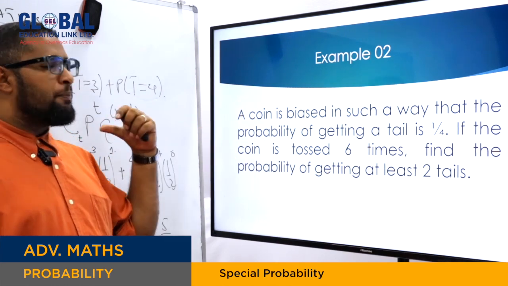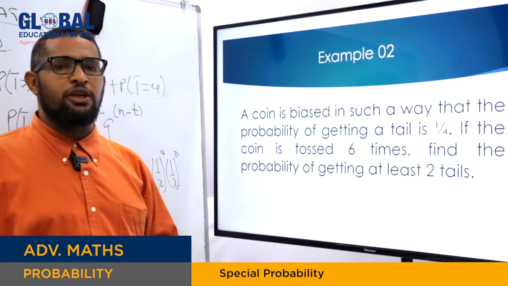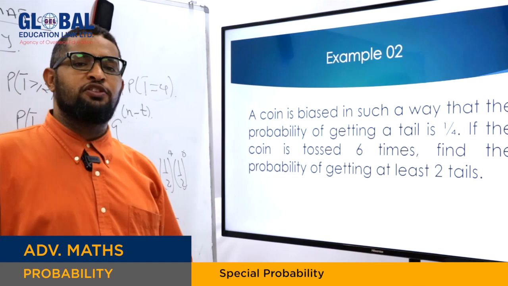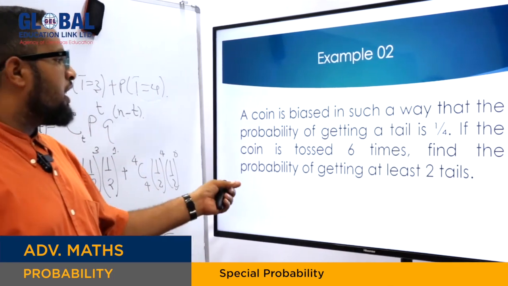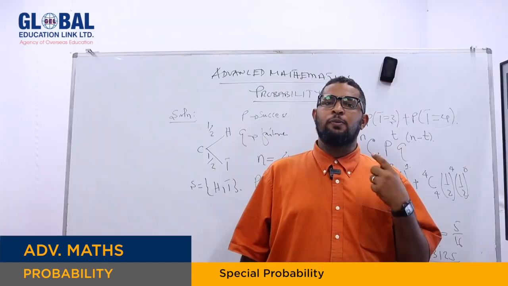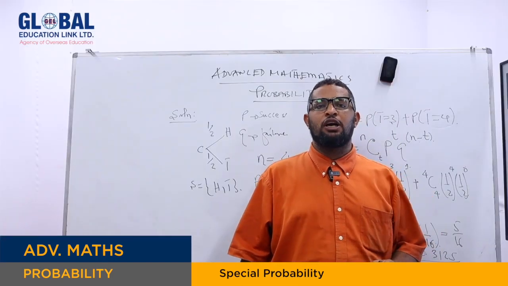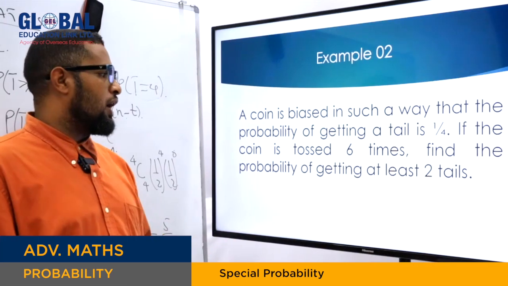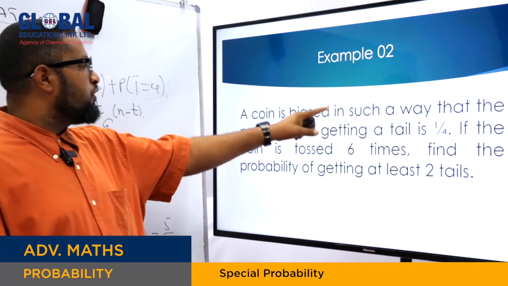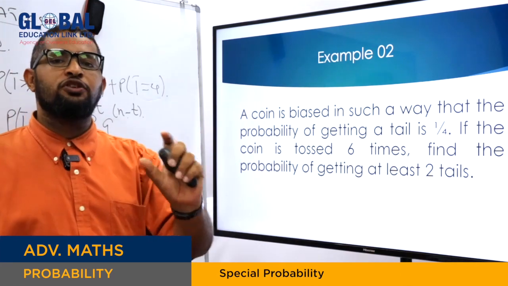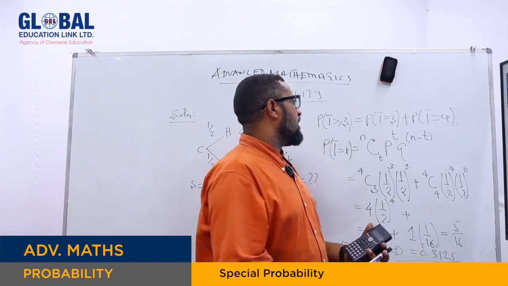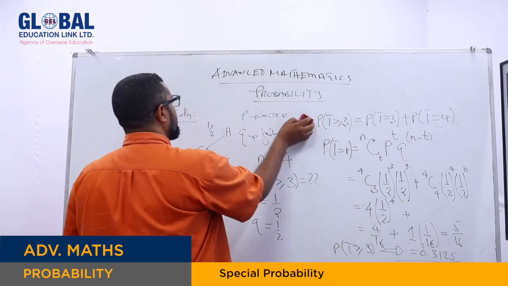So the first example was a fair coin, but this one is a biased one. When we say biased, it means not a normal coin. That's why we have a probability of getting a tail of 1 over 4. As you know, a coin has a probability of 1 over 2 for each outcome to occur. But this one has 1 over 4. When you see this bias, it means it is not a normal coin. Now, how are we going to solve such a question? My dear student, let's go together.